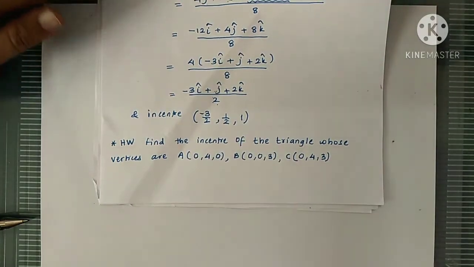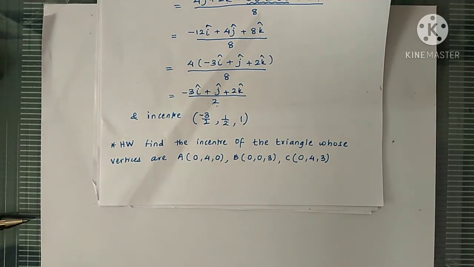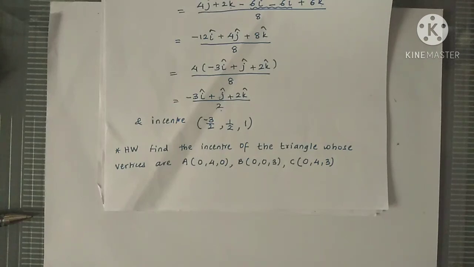This is your today's assignment. Find the incenter of the triangle whose vertices are A (0, 4, 0), B (0, 0, 3) and C (0, 4, 3). Only one question is given, and the incenter is a times A bar plus b times B bar plus c times C bar, upon a plus b plus c. So first find the lengths of the sides, those are a, b and c, and then use the formula and find the position vector of the incenter and the coordinates of the incenter.